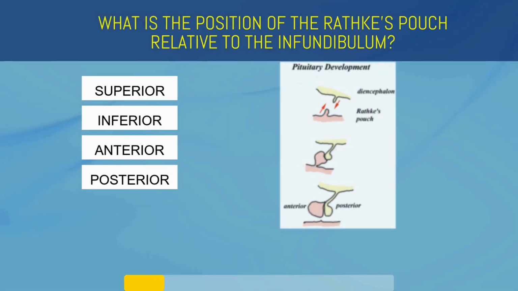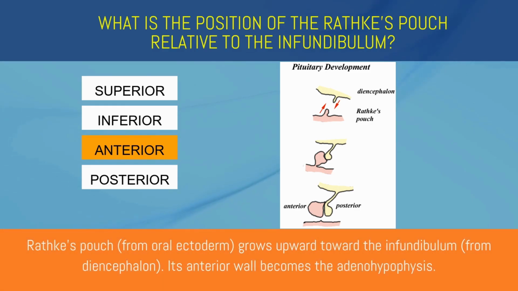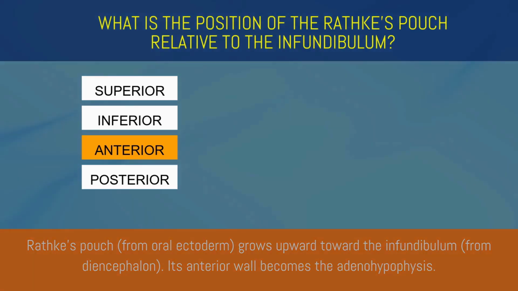What is the position of the Rathke's pouch relative to the infundibulum? Superior, inferior, anterior, or posterior? Anterior. Rathke's pouch grows upward toward the infundibulum. Its anterior wall becomes the adenohypophysis.